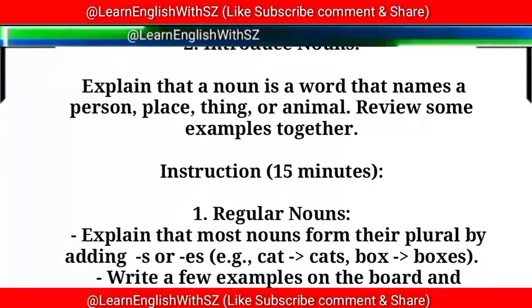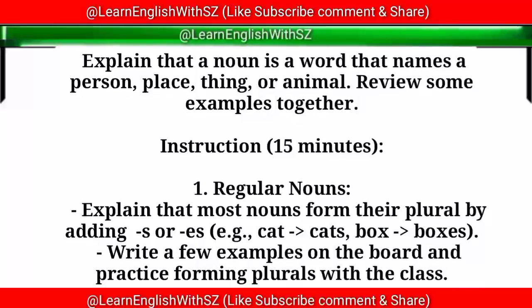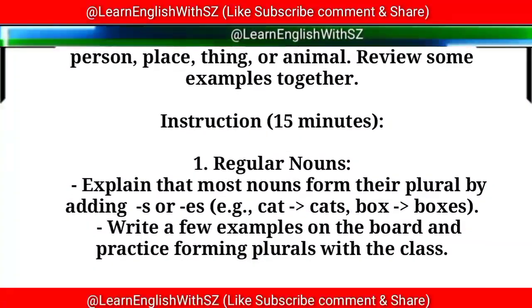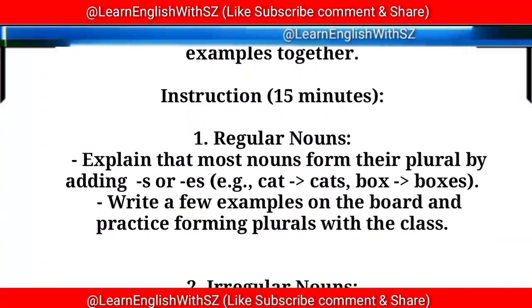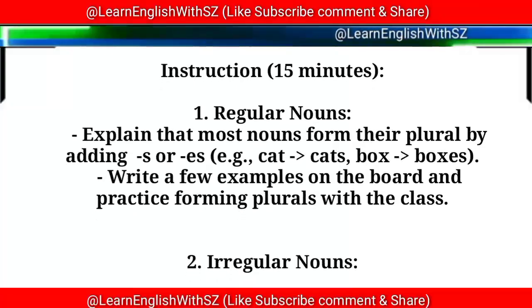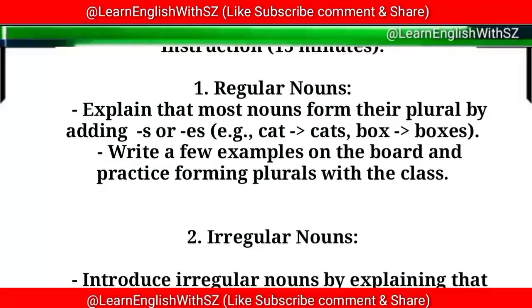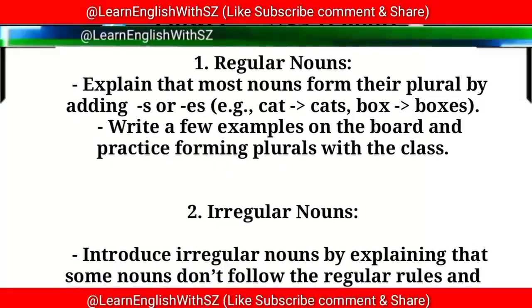Instruction, 15 minutes. 1. Regular nouns. Explain that most nouns form their plural by adding s or es, for example, cat, cats, box, boxes. Write a few examples on the board and practice forming plurals with the class.